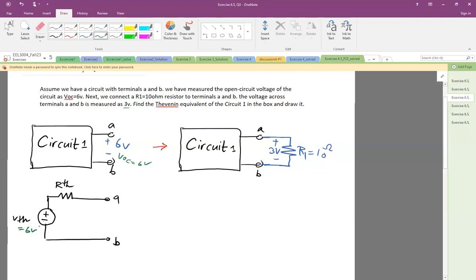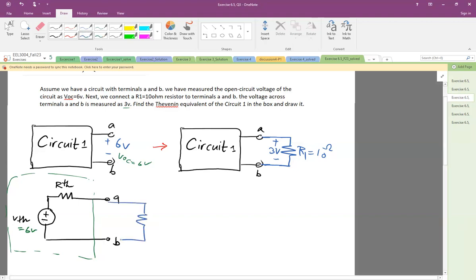Okay. So this is the second one. So this is the equivalent of what is inside circuit one. Now I connect this to a 10 ohm resistor. And now the voltage here will drop to 3 volts. Okay, so it's 3 volt here. And we need to find R Thevenin because eventually we need to find the Thevenin equivalent.